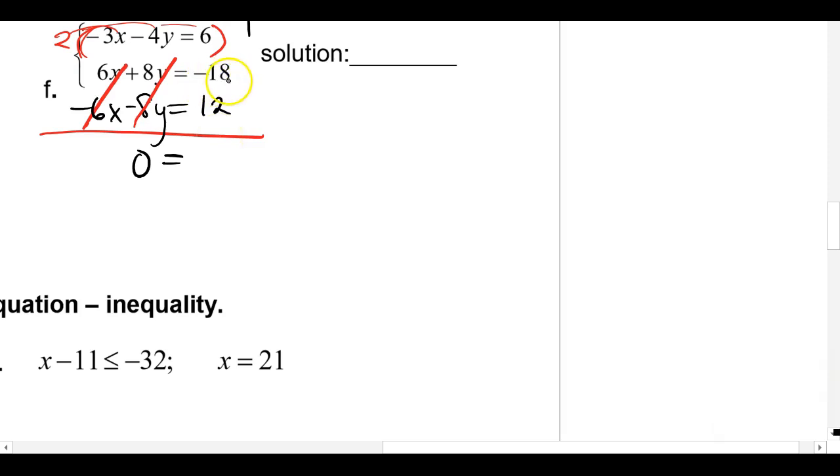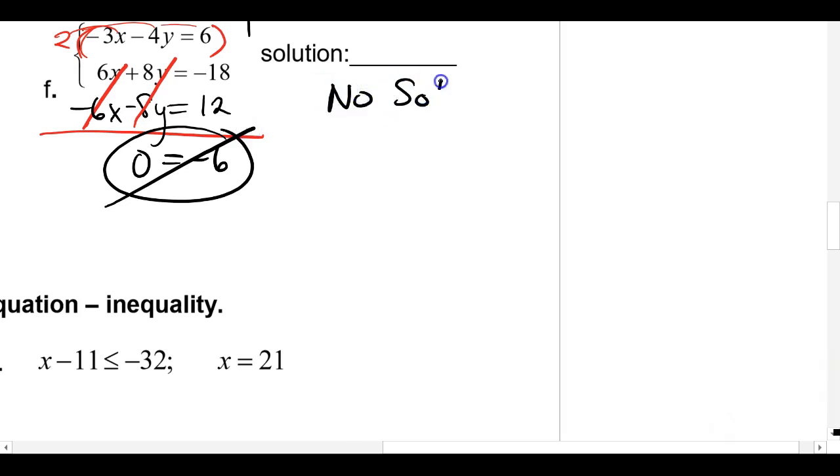Okay, so now we have negative 18 plus 12. Well, that's equal to negative 6. But wait a minute. 0 equal to negative 6? That's not right. That's not even true. 0 isn't equal to negative 6. So if you end up with two numbers and they're not equal, that means there is no solution. So in this case, there is no solution.